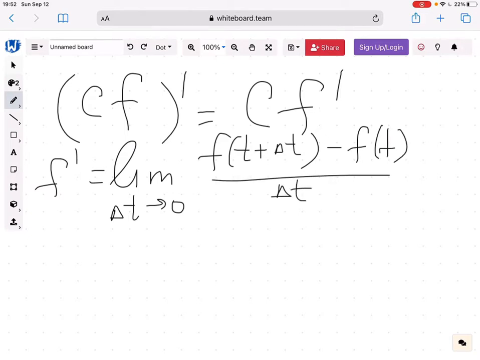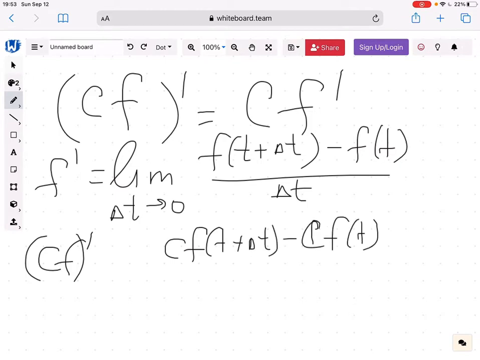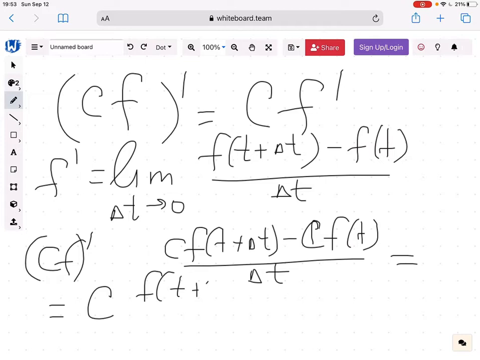Now, if I do c f prime, what do I have to do? I have to say c f of t plus delta t minus c f of t, divided by delta t. Now, I'm not writing a limit yet. I'm just writing what I had before the limit. And what we see here is that c is sitting in front of both terms. So c can be taken out, and we can rewrite it like this.